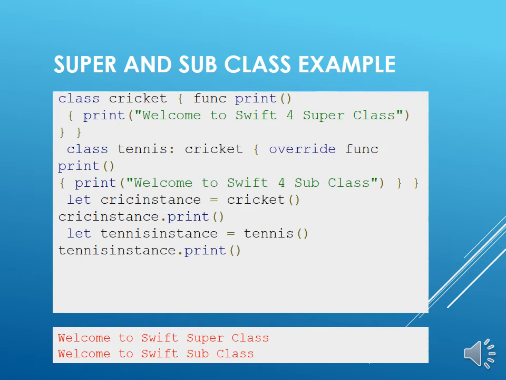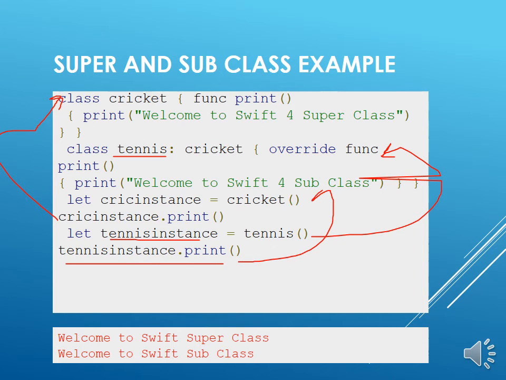Then declare a variable, declare an object, that is this instance. Crick instant is equal to cricket, crick instant dot print. This accesses the function of the first class, right? This is accessing the function of this superclass. Then we will declare another object of tennis, that is tennis instant, that is the object of our subclass, right? And then print tennis dot print, accessing the function of the subclass. So it will print welcome to Swift superclass and welcome to Swift subclass.